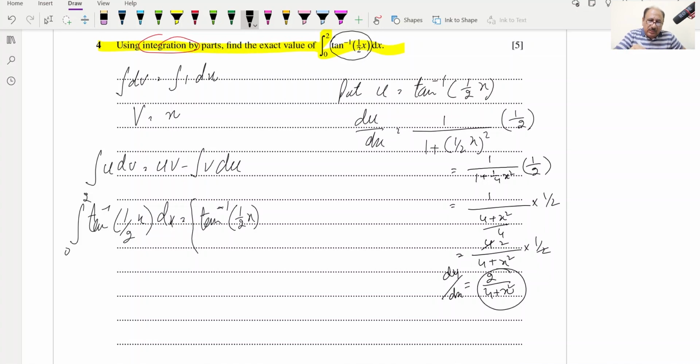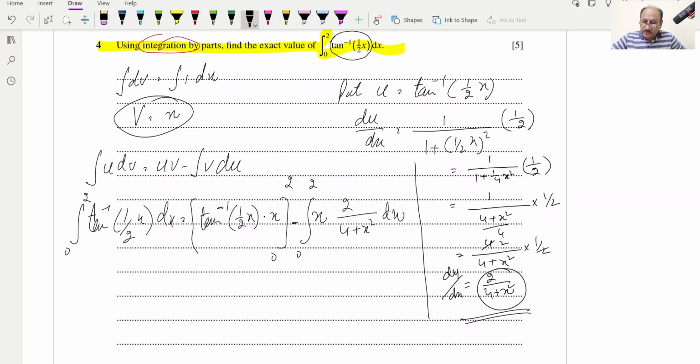is what? The integral of this, which we have taken as x, so this will be x, and this will be 0 to 2, and minus the integral also from 0 to 2. We are applying this formula, hopefully you are understanding. So this will be the integral of v, which is x, and du from here we can write 2 over 4 plus x square dx. Hopefully you are understanding. I'll add a separator over here.